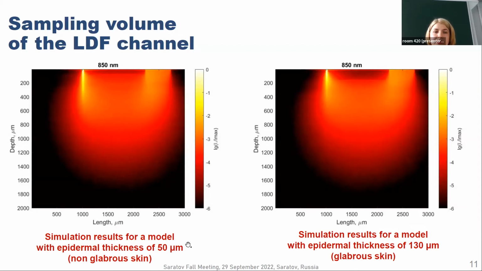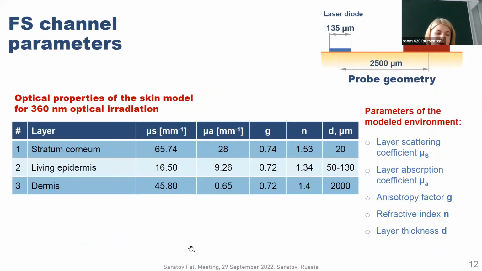The probed tissue volume reaches the reticular dermis, and the diagnostic volume for this channel is about 3 to 4 cubic millimeters. Here you can see the parameters of the fluorescence spectroscopy channel taken into account while modeling. The fluorescence spectroscopy channel operates at a wavelength of 365 nanometers in these devices. The table shows the optical characteristics of the skin for this wavelength, and here you can see the probe geometry with the receiving and transmitting parts.